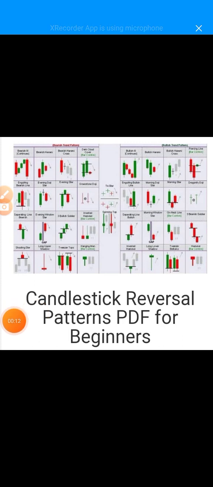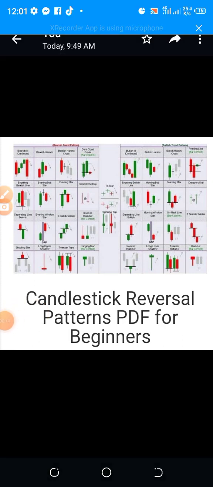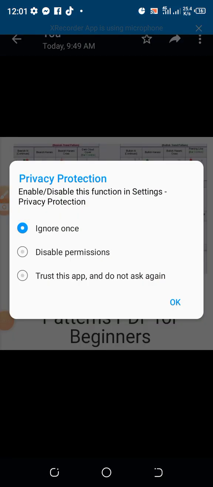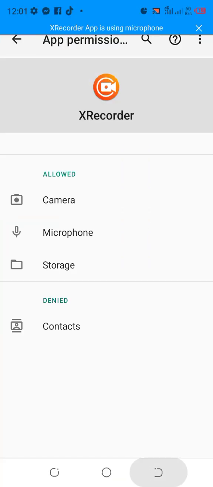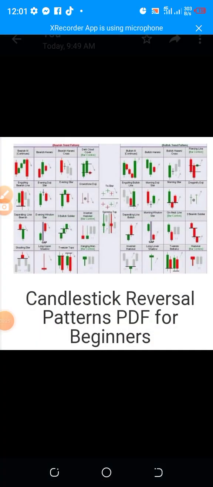Today our topic is all about candlestick patterns and reversals for the beginner.